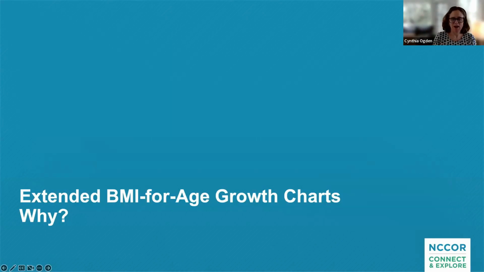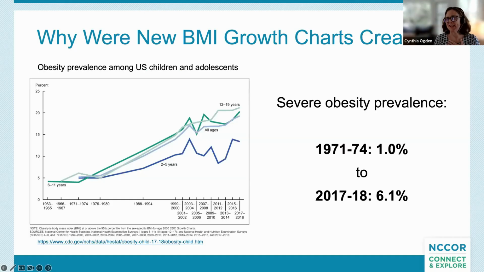So let's start. Why were the extended growth charts created? You've seen this slide again, and I was delighted to see this earlier. On the left, you see trends in obesity prevalence among children and adolescents between 1963 and 2018. Since 1980, there's been an increase in obesity, especially among children 6 to 11, reflected in the dark green line, and adolescents 12 to 19 in the light green line. Between 1971 and 2018, the prevalence of severe obesity among all children 2 to 19 years of age went from 1% to 6.1%.